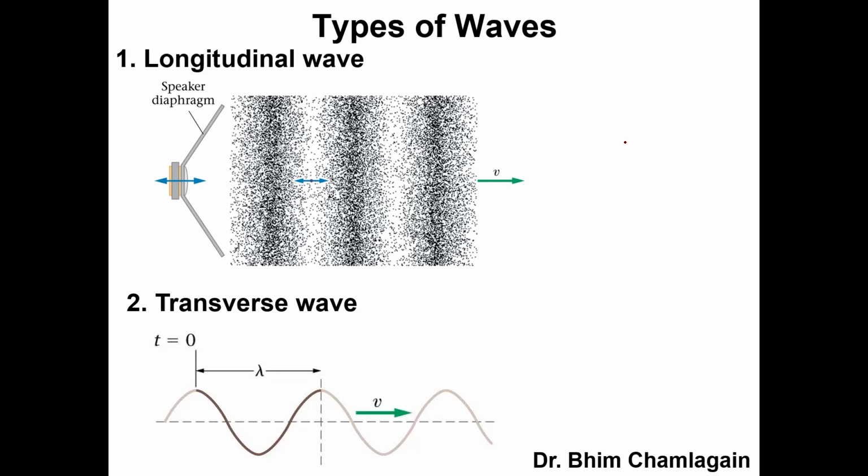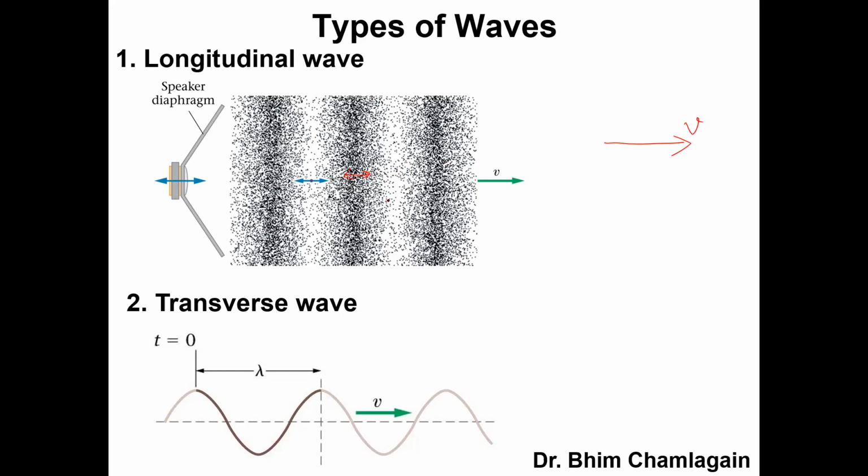In the first case, the wave is traveling from left to right. The molecules are vibrating along the direction of motion of the wave. This is called a longitudinal wave. The molecules inside the medium are vibrating along the direction of motion.